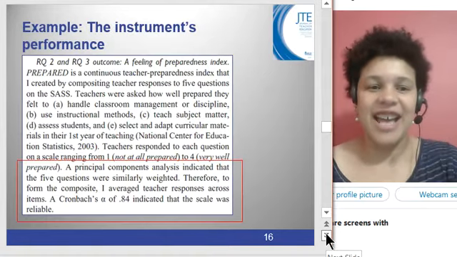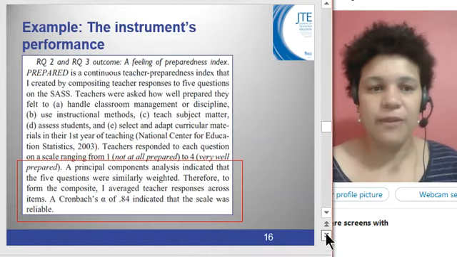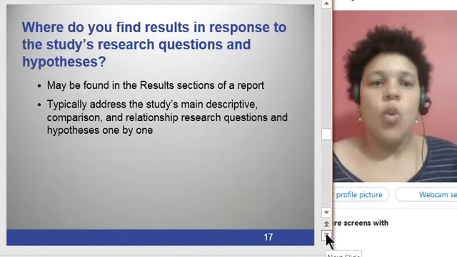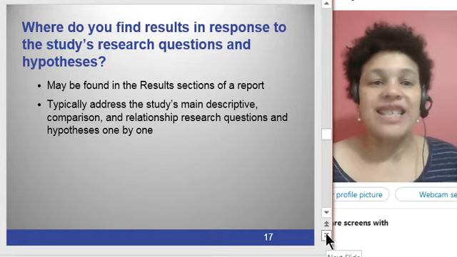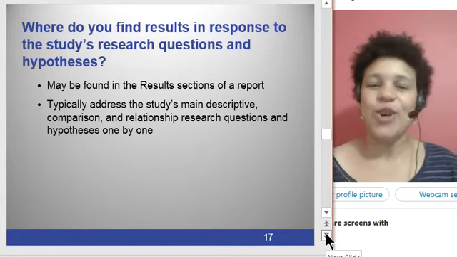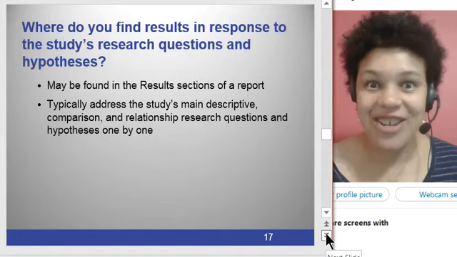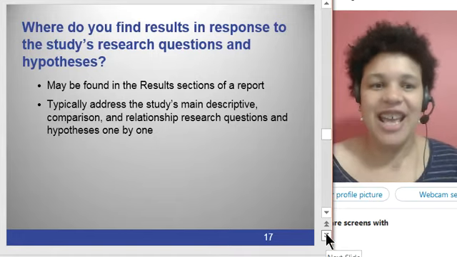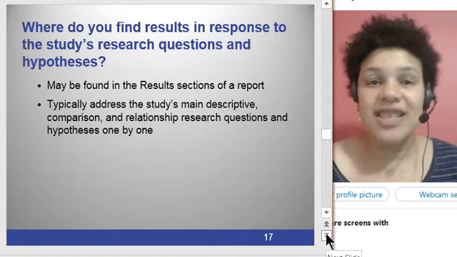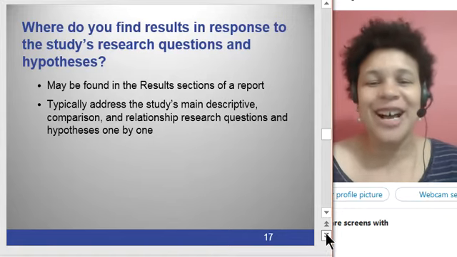Okay, so there, I put in a box what I was talking about before. Where do you find results in response to the study's research question and hypothesis? And this is what we're all waiting for, right? We want to know, what did they find out in terms of their research question? And this may be found in the results section of the report, and hopefully it will be.